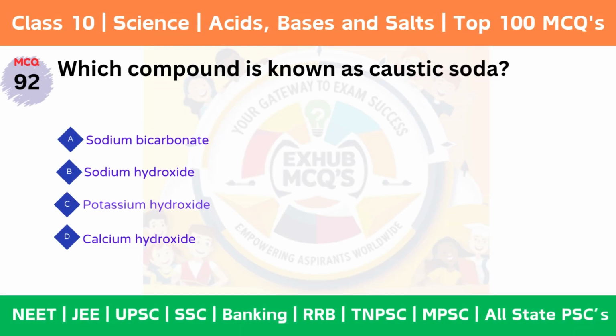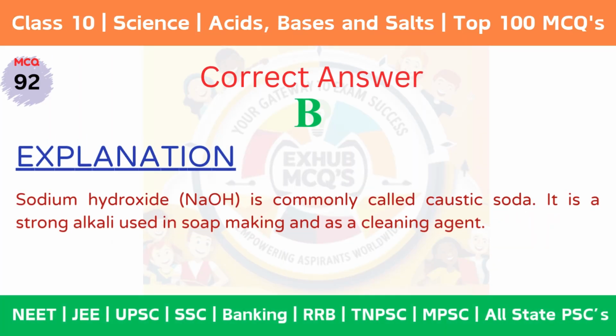92. Which compound is known as caustic soda? Option A, sodium bicarbonate. Option B, sodium hydroxide. Option C, potassium hydroxide. Option D, calcium hydroxide. The correct answer is option B, sodium hydroxide.